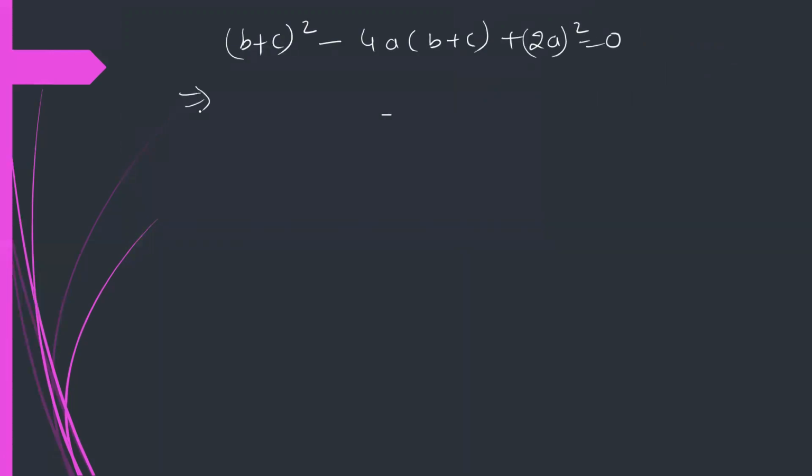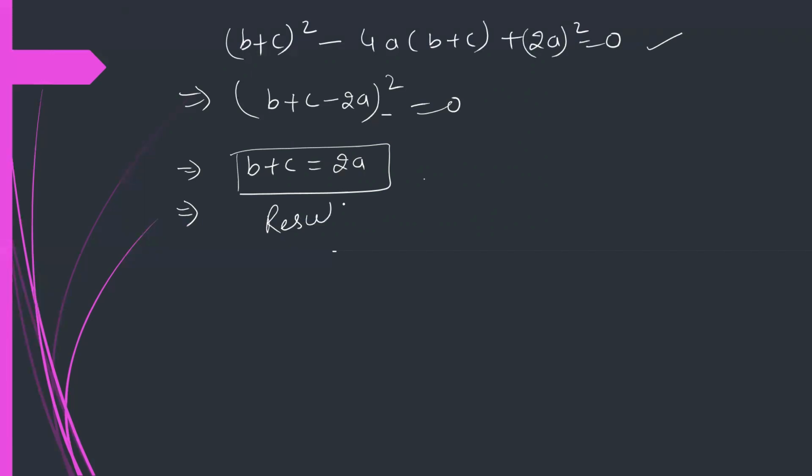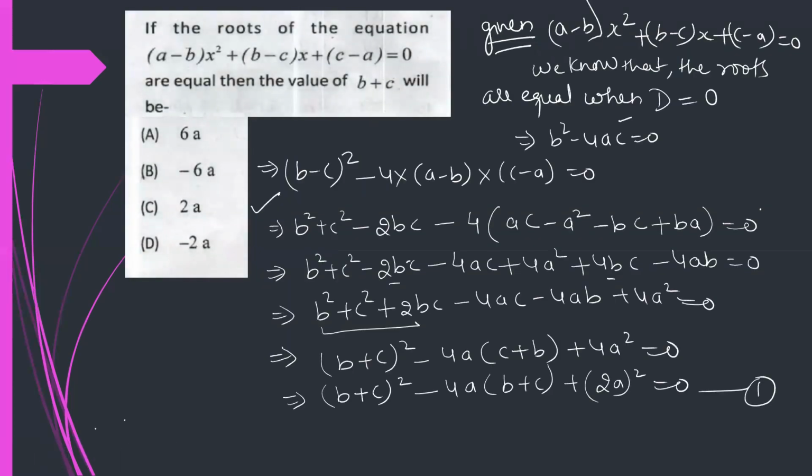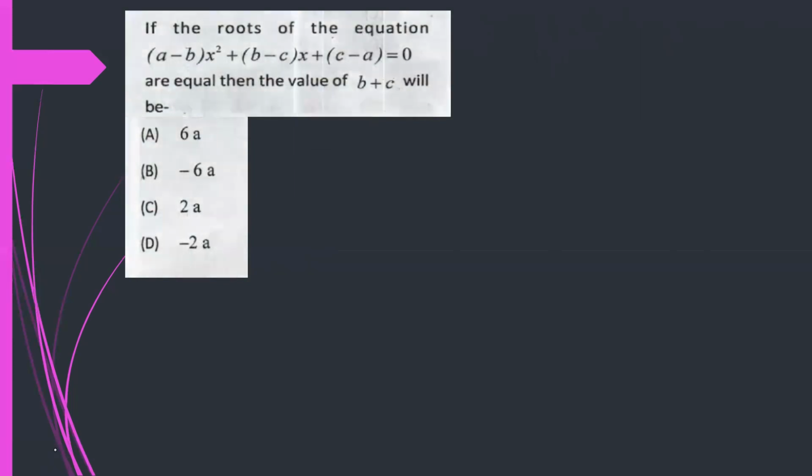If you see this problem, it looks like this: (b plus c minus 2a) whole square equals 0. If you expand (b plus c minus 2a) whole square, you will get the same equation back. Now this can further be written as b plus c equals 2a, which means b plus c equals 2a is the required result. So this is the answer. Let's see whether we have an option. Yes, 2a is option C. Right? Moving on to the next question.